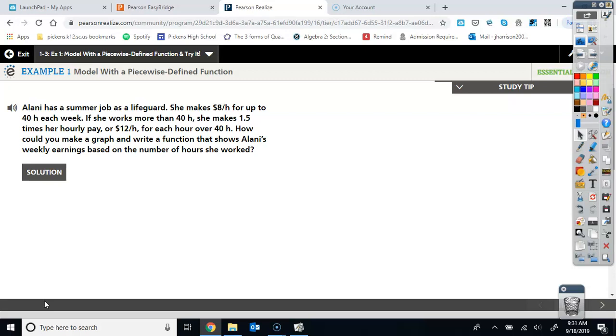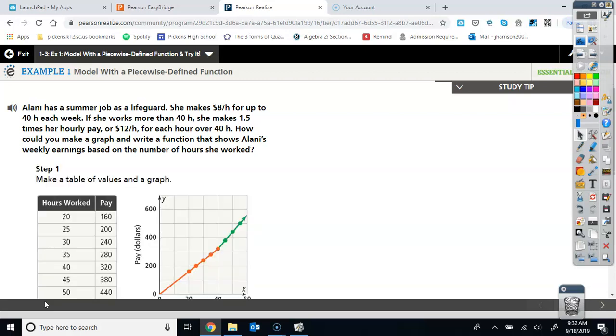But here's our first example of what a piecewise function looks like. Alani has a summer job as a lifeguard. She makes $8 an hour for up to 40 hours each week. If she works more than 40 hours, she makes 1.5 times her hourly pay, or $12 an hour for each hour over 40 hours. How could you make a graph and write a function that shows Alani's weekly earnings based on the number of hours she worked?